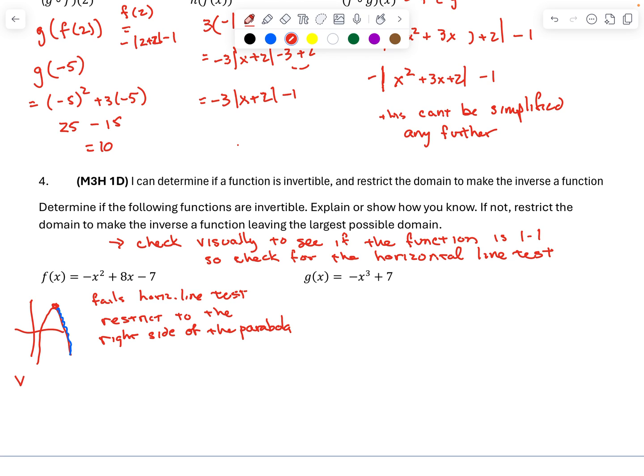The vertex, let me just remind you again. The x-coordinate is negative b over 2a, which is what we want. So we have the opposite of b, let's see, what's b? 8. Over 2 times negative 1. So this is 4.